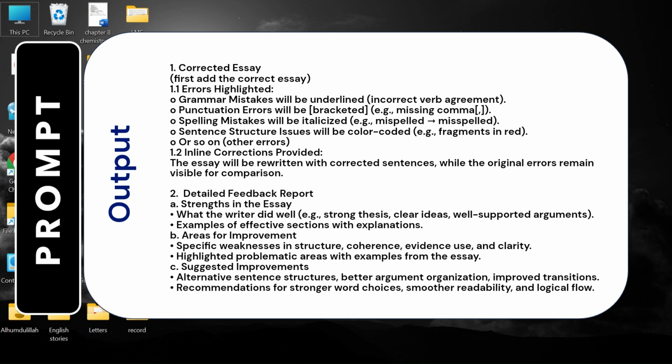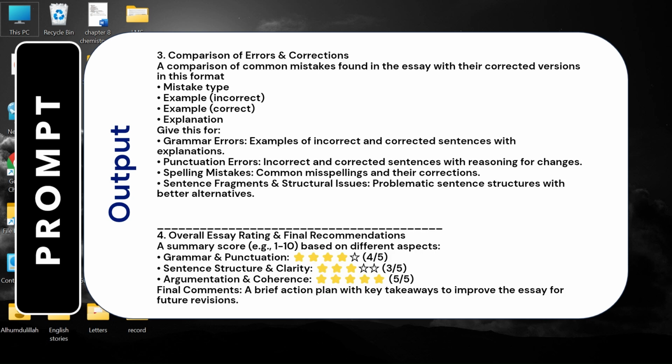After this, the output would consist of a comparison of errors and corrections. There would be a comparison by mistake type, and the application will provide us an incorrect example from our essay, and then it will provide the correct example and an explanation of that mistake and the rule. Finally, the application will provide us an overall rating and final recommendations. It will score our grammar, punctuation, sentence clarity, and argumentation aspects. And it will also provide us final comments about our essay for further improvements.